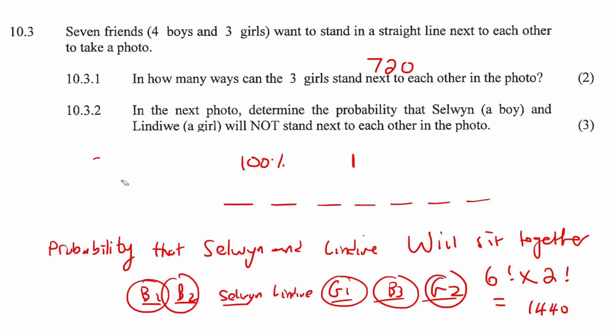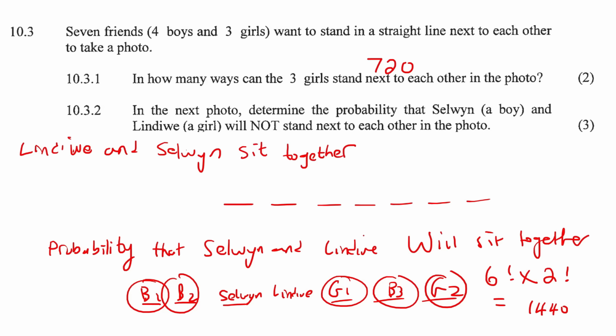So let's quickly say now, Lindiwe and Selwyn sit together. Oh, wait, but who's it? My name's Selwyn. Okay, Lindiwe and Selwyn sit together. That would be 1,440 ways.